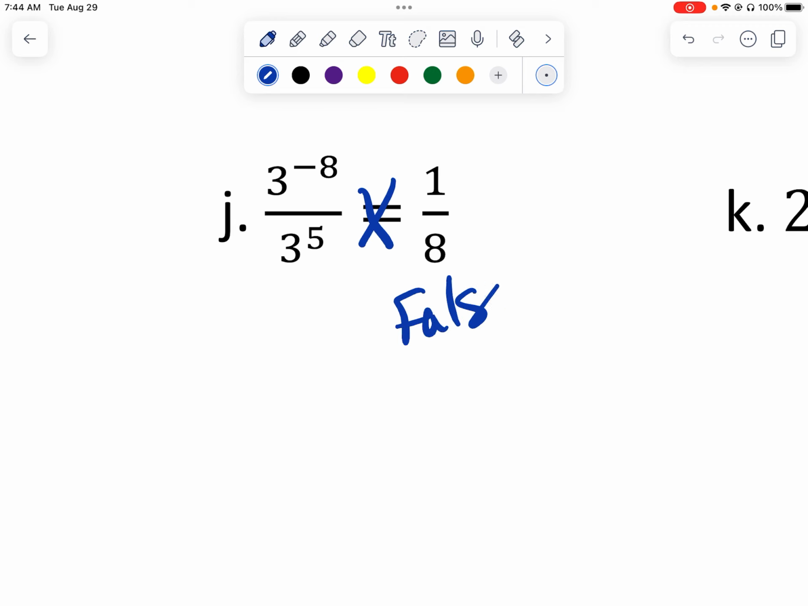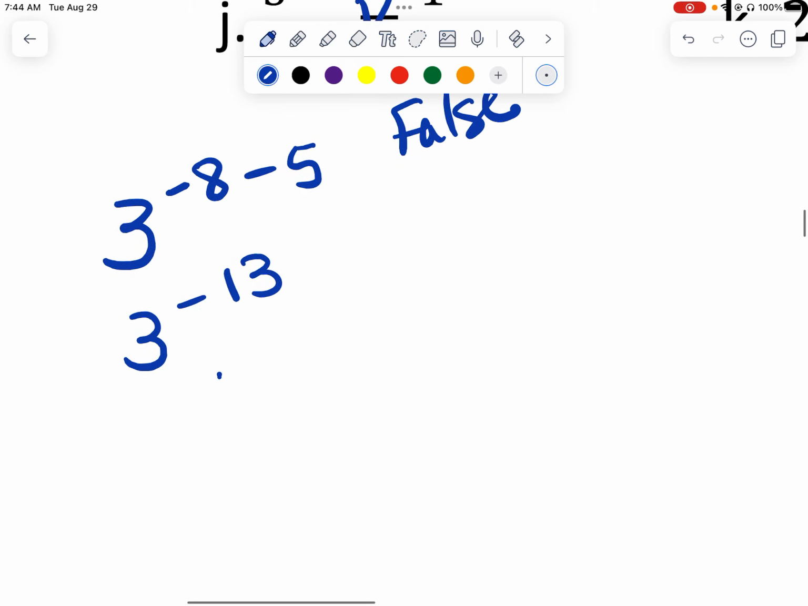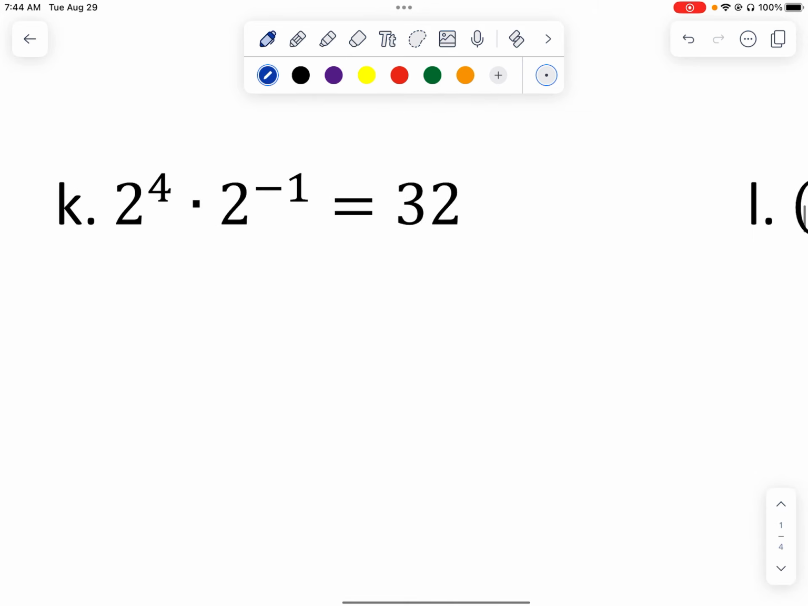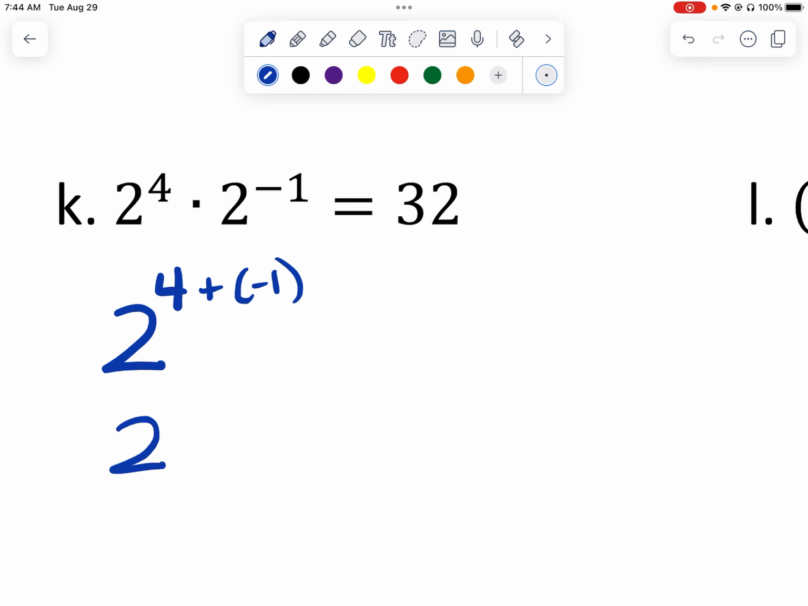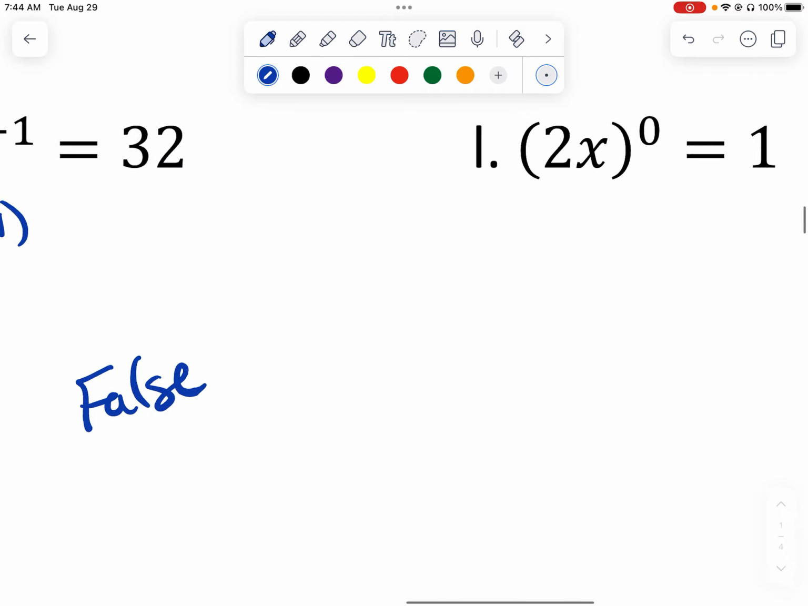This would be false. We write down our base, we subtract our exponents. If I subtract my exponents, I get -13, which means move and make me positive. This one, I write down the base, I add the exponents. When I add the exponents, I would get to the 3rd power, which is 8. So this one was also false.